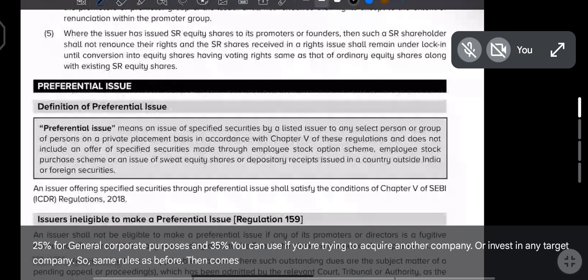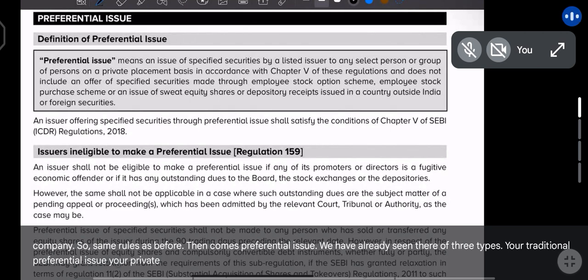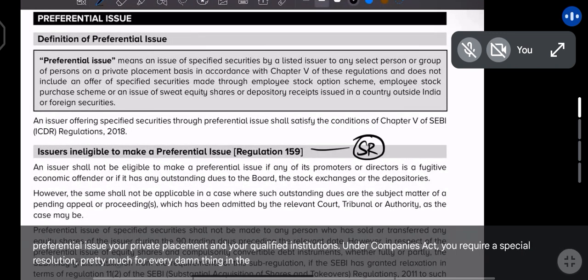Then comes preferential issue. We have already seen there are 3 types. Your traditional preferential issue, your private placement, and your qualified institutional placement. Under Companies Act, you require a special resolution pretty much for every damn thing in the US.